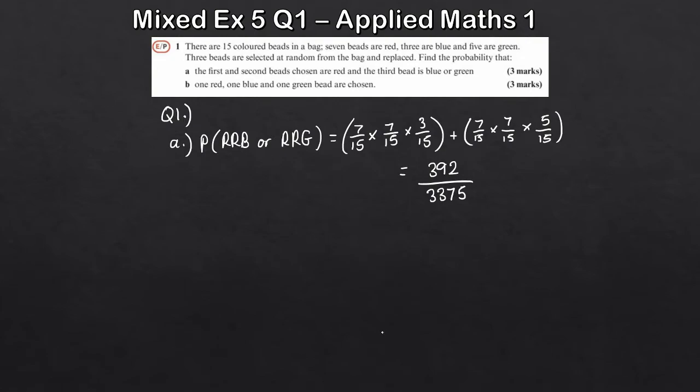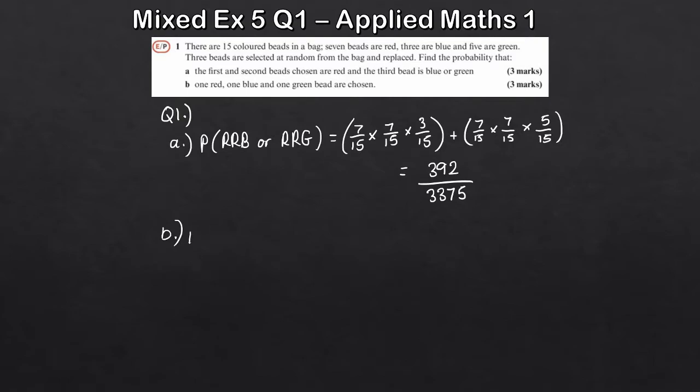So 392 over 3,375. Part B, a bit trickier. What we're looking for is that we get 1 red, 1 blue, and 1 green that are chosen. And again, they are replaced. So that will actually make this question easier, and we'll see why in a moment. So what we need to consider is all the different basic combinations we've got here.